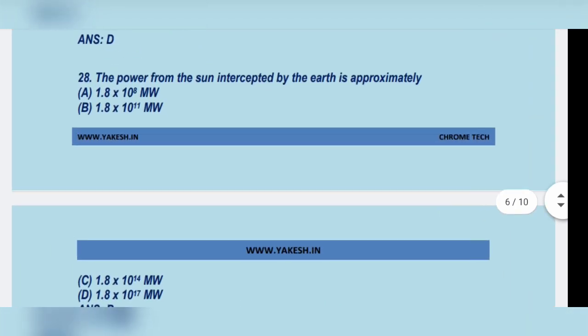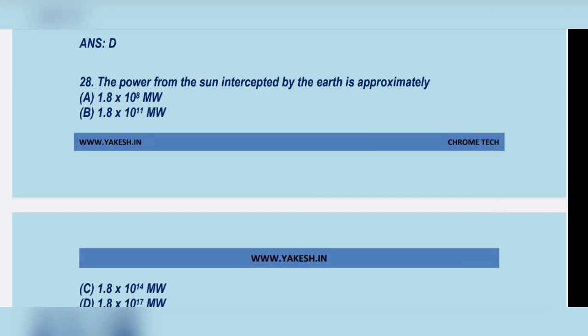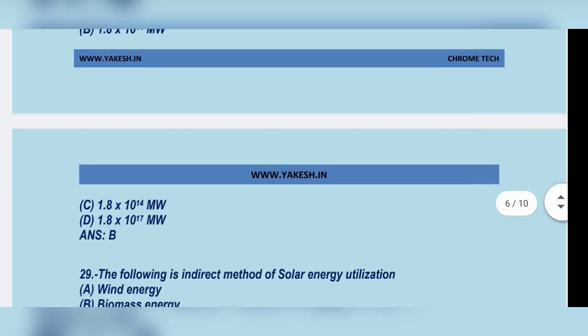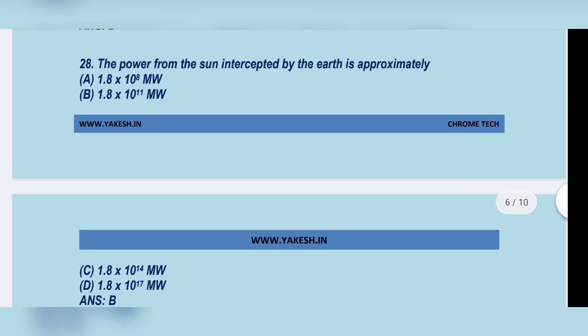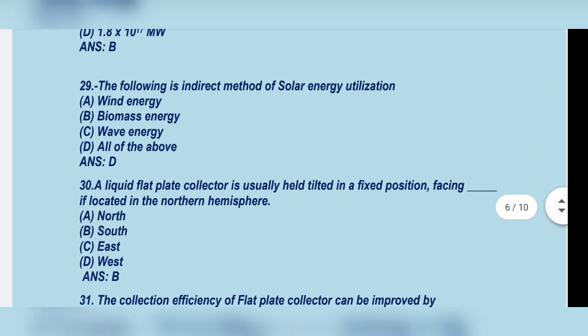The power from the sun intercepted by the earth is approximately 1.8 into 10 to the power 11 MW. Option B is the correct answer. The following is indirect method of solar energy utilization. Option D, all of the above: wind energy, biomass energy, wave energy.